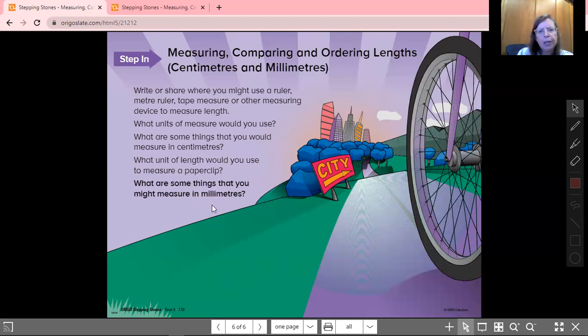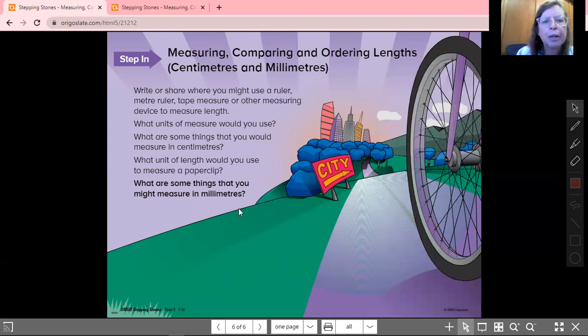And what are some things that you might measure in millimetres? Well, we saw some ants yesterday, and scientists and mathematicians often use very small numbers such as millimetres. So things like an insect, like the ants, or the lead of your pencil. So things that are very small, probably less than 5 centimetres.